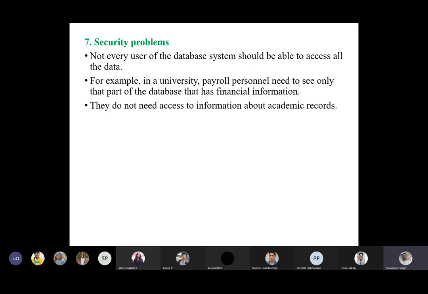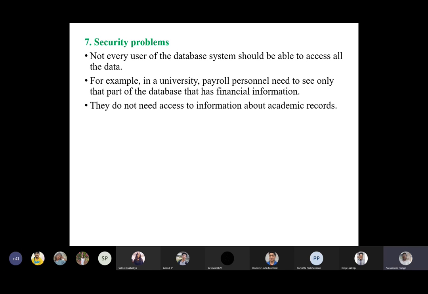So the next issue in the file processing system is security, right? The security problem is that not every user of the database should be able to access all the data. Different users of your database system should be given a different perspective view of the same information, right? So in a database management system, we have views or virtual tables.